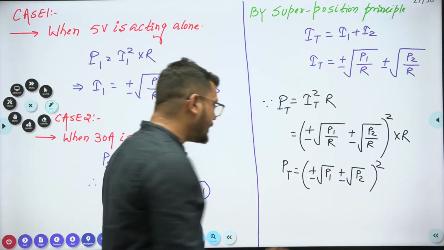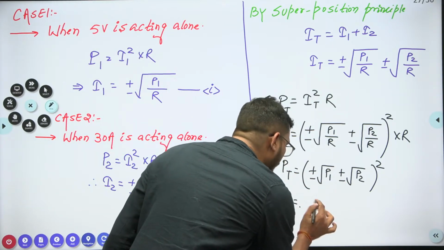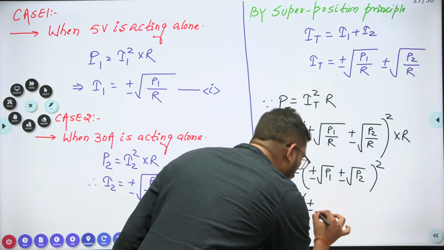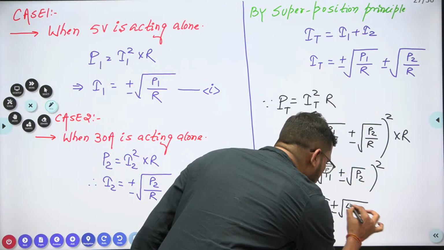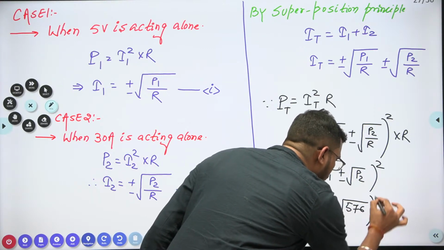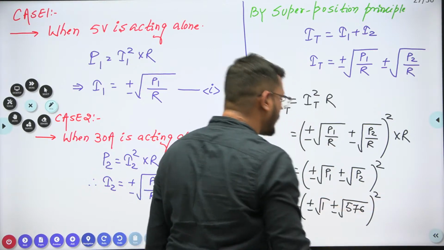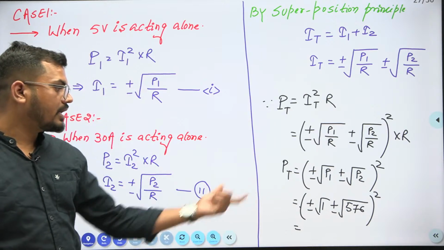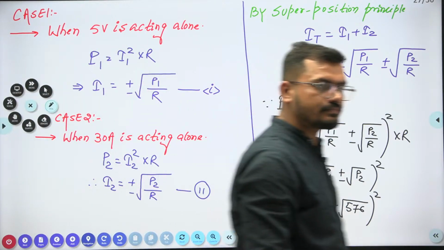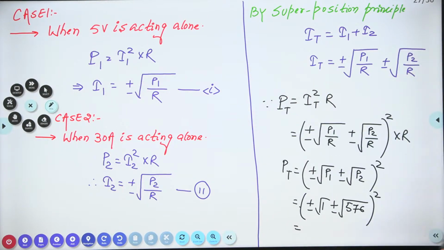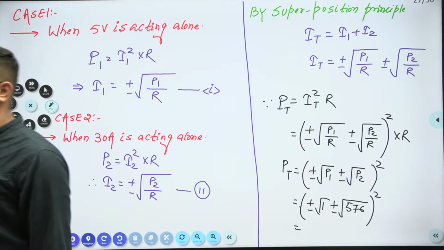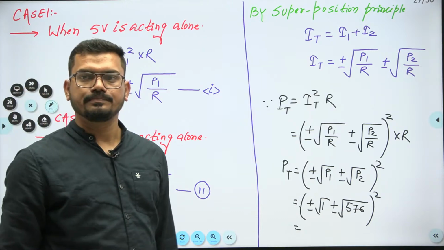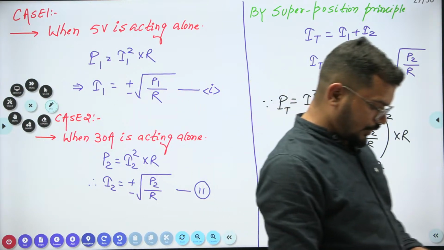Here, the value of P1 is 1, so this is root over 1 plus minus root over 576, and the square of this. Just tell me the value of this, guys. Respond, please. Do it fast, please.